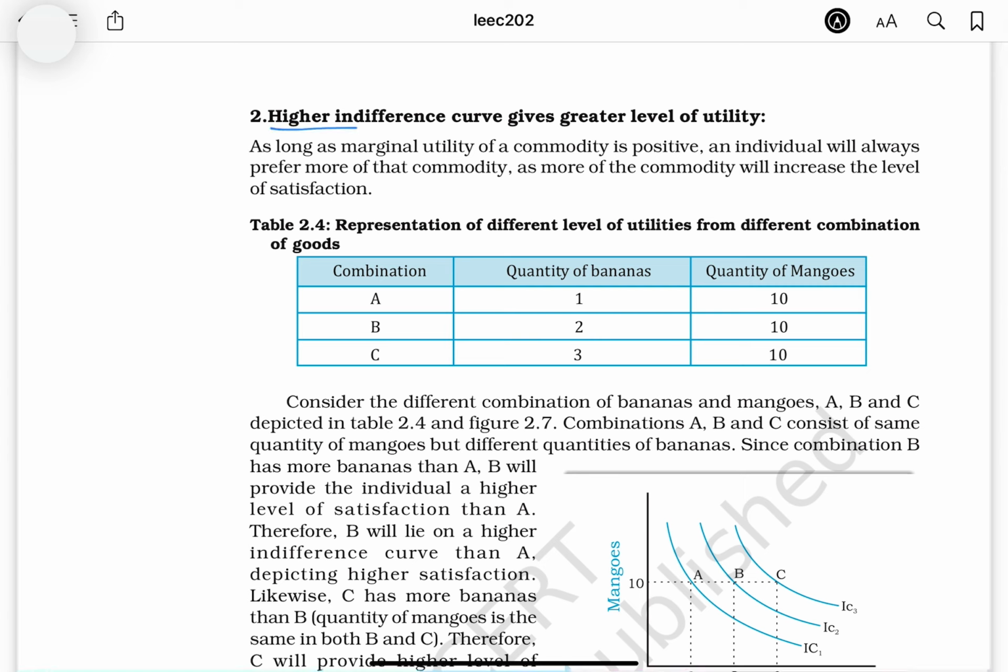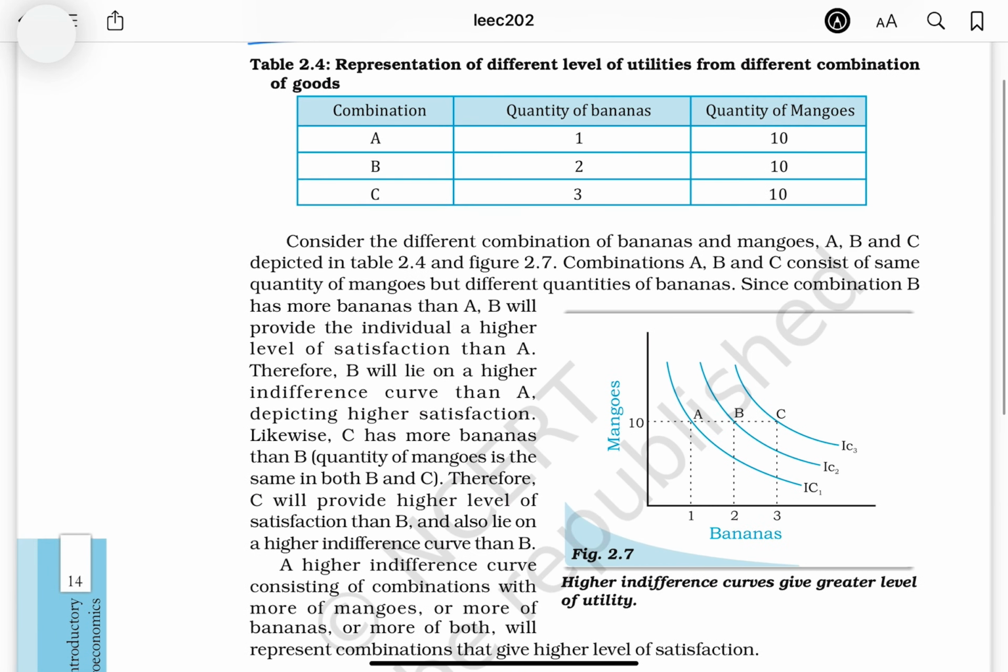अब आ जाते हैं, higher indifference curve gives greater level of utility. As long as marginal utility of a commodity is positive, an individual will always prefer more of that commodity, as more of the commodity will increase the level of satisfaction.